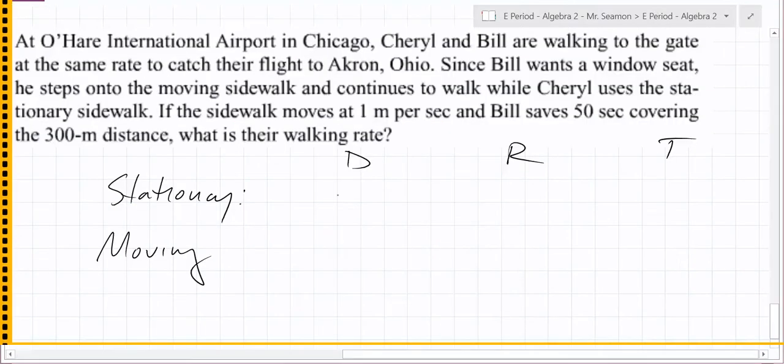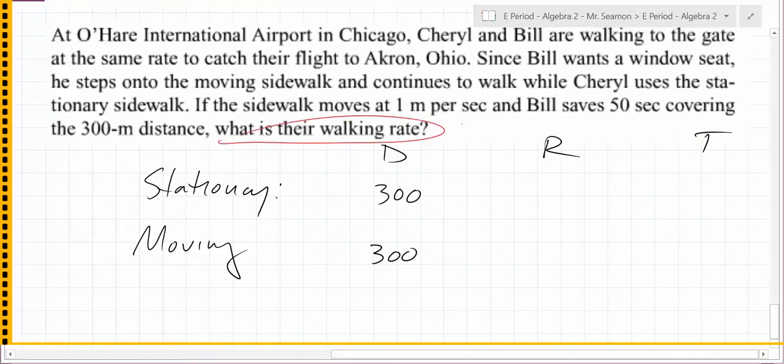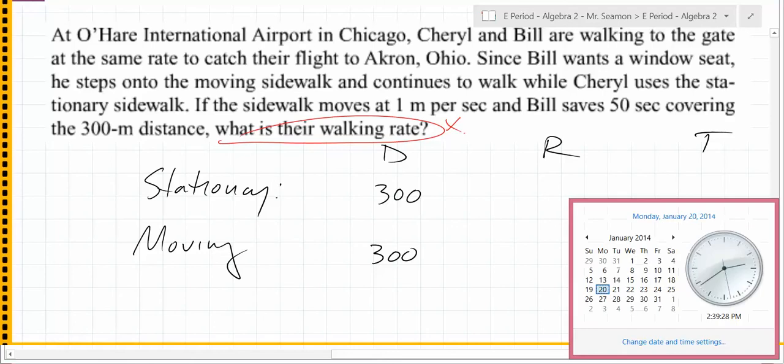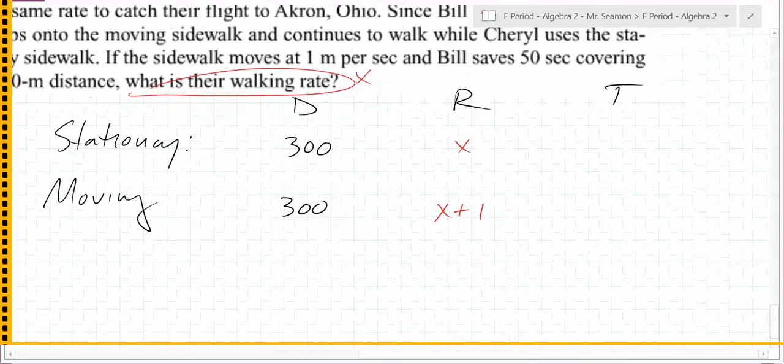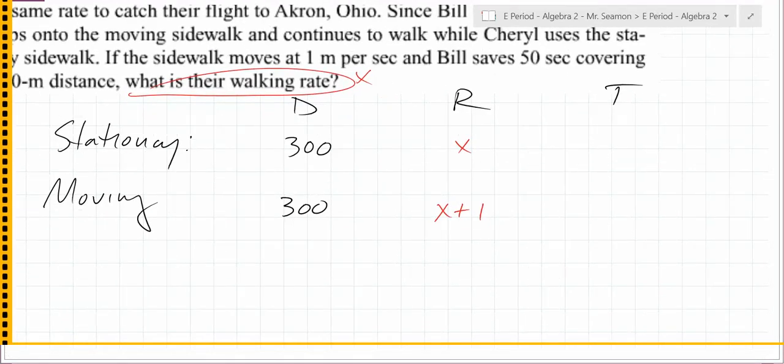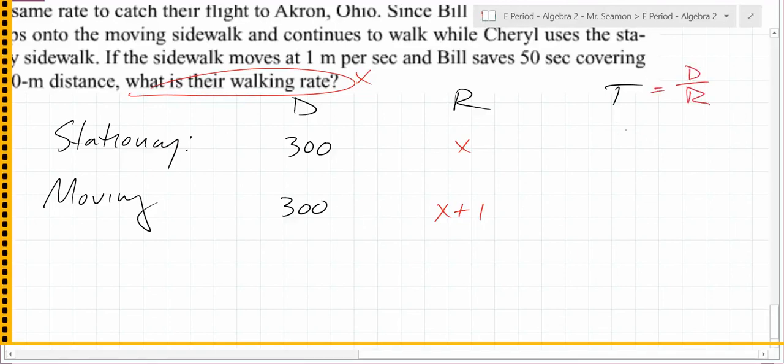We know it's 300 and 300. What are we trying to find? Their walking rate, so let's call that X. So if you're stationary, it's just X. But what's your rate on the moving side of it? X plus what? 1. You're 1 meter per second faster. So if you just took it from this right here, what is time equal to? Distance over rate. So what's time equal to here? 300 over X and what?